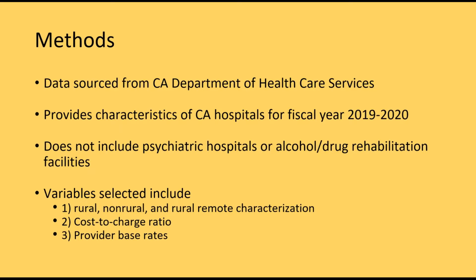The variables that I selected include rural, non-rural, and rural remote characterization, the cost to charge ratio, and provider base rates. The cost to charge ratio is a ratio of cost divided by number of services or number of charges, and the provider base rate is wage adjusted income levels for providers across the state of California.